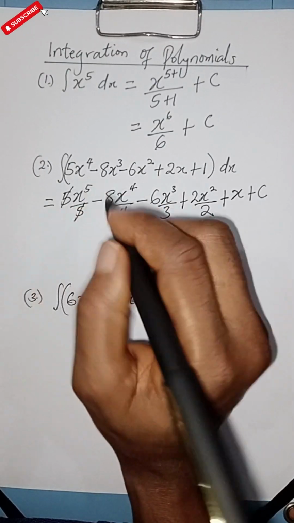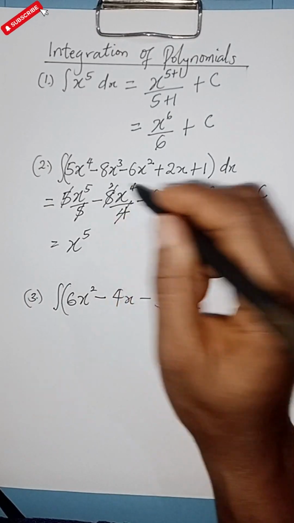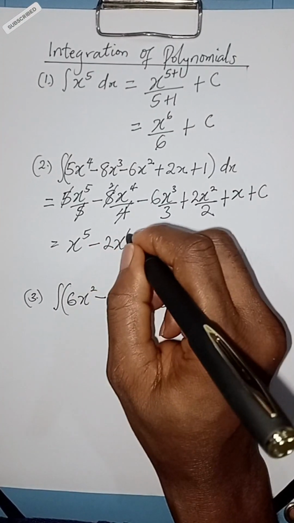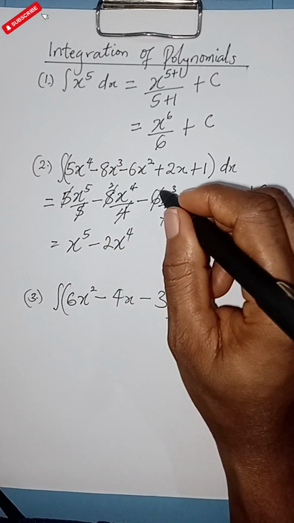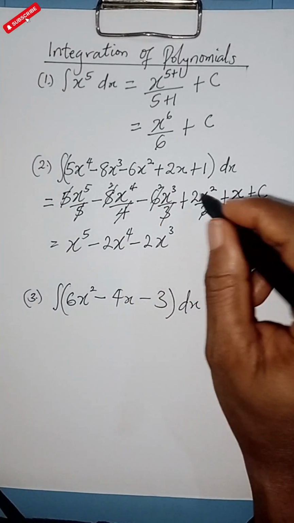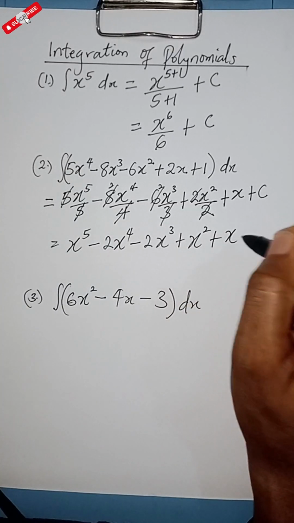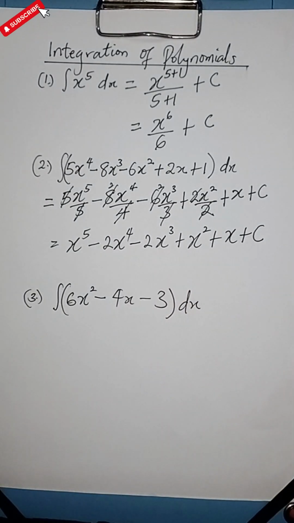This can divide this, so I'm left with x raised to the power 5. This can divide this, I'm left with 2x raised to power 4. This can divide this. I'm left with 2x raised to power 3. This can divide this. I'm left with x raised to power 2 plus x plus c. That's the solution to the question. Okay, so let's move on to the last one.